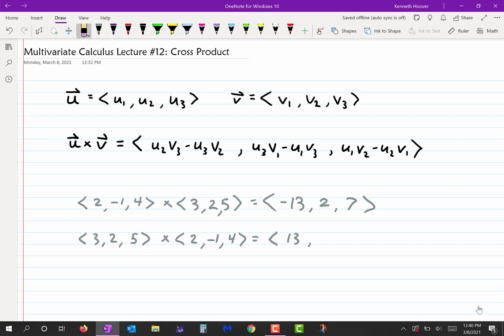All right, let's do the next one. The next component will be 5 times 2 minus 3 times negative 1. Sorry, I didn't mean to move that around. Let me see if I wrote that one right. Let's see, 5 times 2, that's right, minus 3 times negative 1.